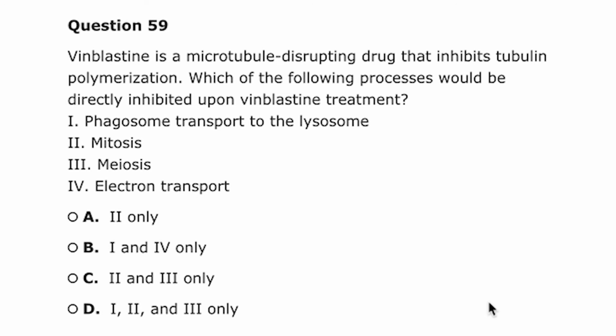Mm-hmm. Yep. And then I remember tubulin. Tubulin is like this little structure thingy that helps things move and do stuff. And so it seems like all of the other choices would use tubulin potentially. And so I would go with D, 1, 2, and 3.